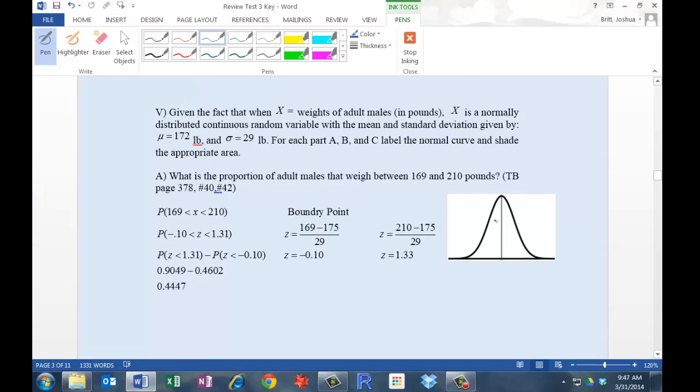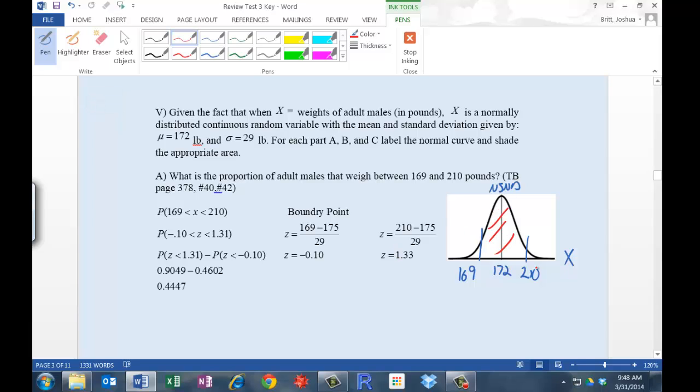Okay, now we're moving on to chapter 7. So we've got a normal random variable that represents the weights of adult males in pounds. The population mean mu is 172. Standard deviation is 29. What's the proportion of males that weigh between 169 and 210? So this is x. The mean is 172. The boundary points are 169 and 210, and this is a non-standard normal distribution. And I will ask you to shade in and label all of this.